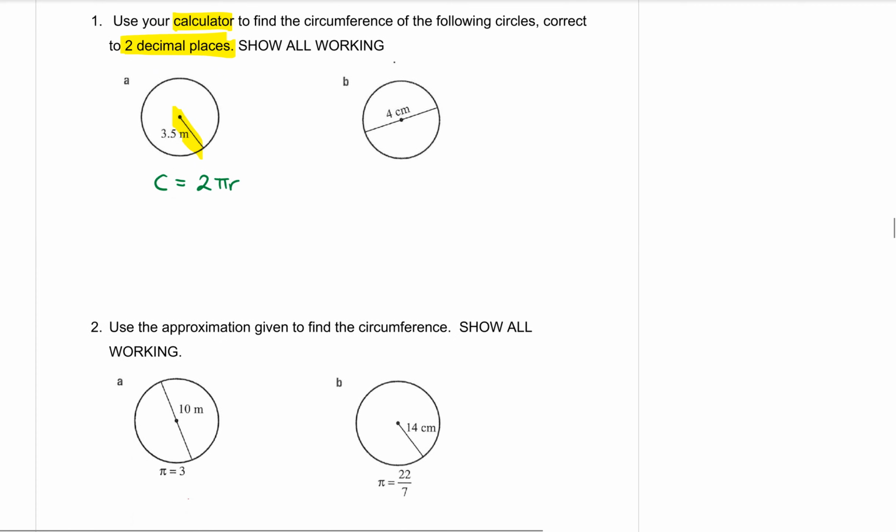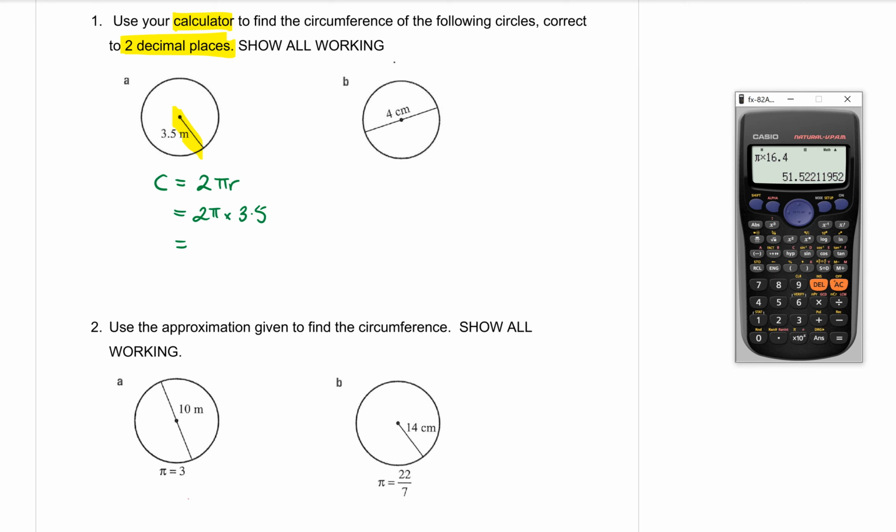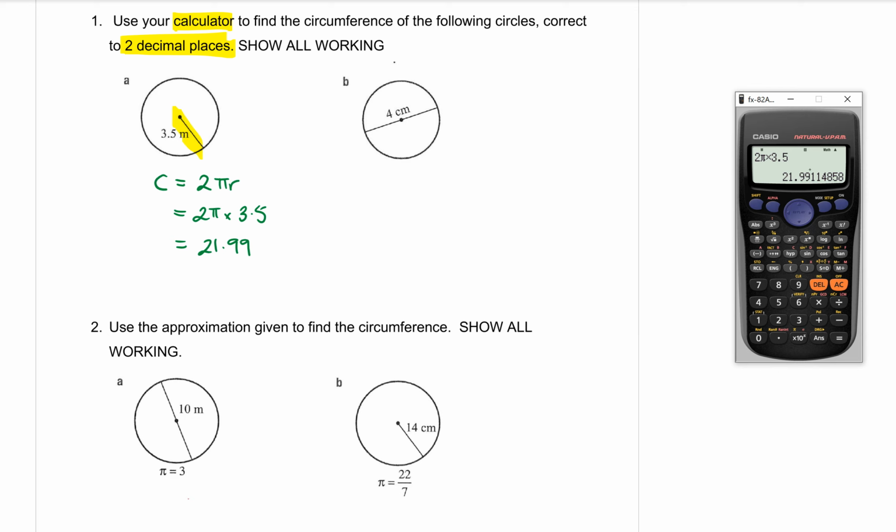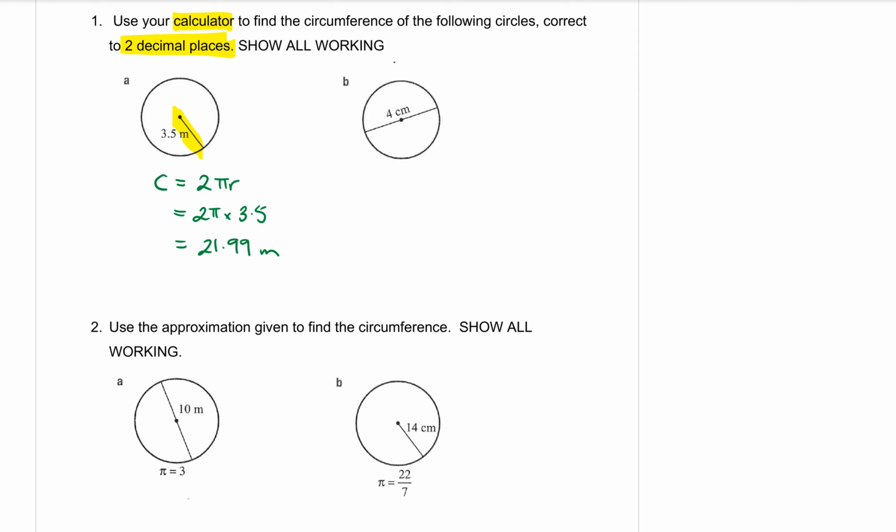So all I have to do is substitute in that the radius is 3.5. So second line is 2 pi times by 3.5. When you type that in your calculator, we now want to round to 2 decimal places today. So we want 21 point, we want the 9 and the 9, and everything after that, because it's less than 5, we round everything else off. The units for that will be in meters.